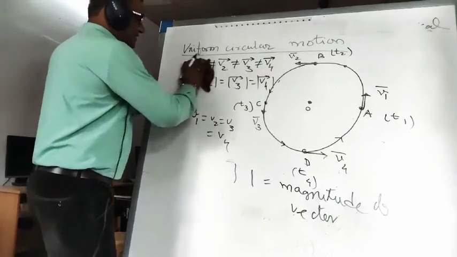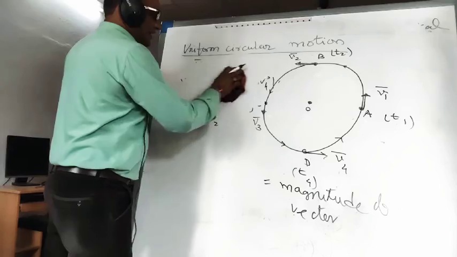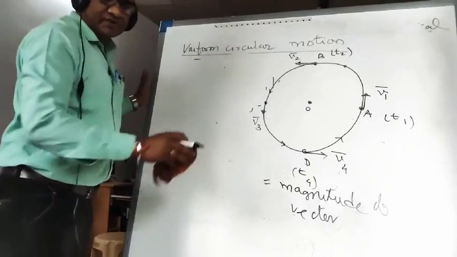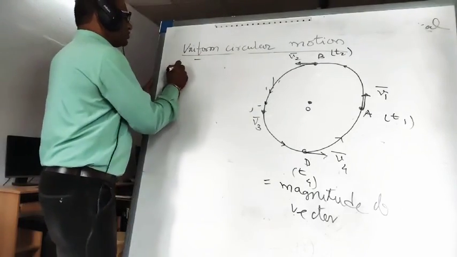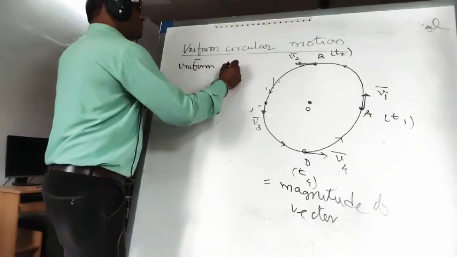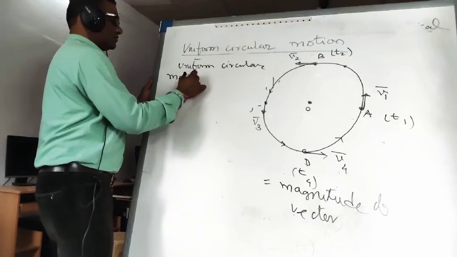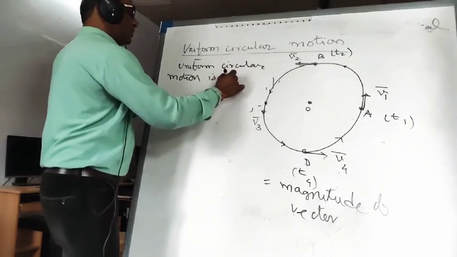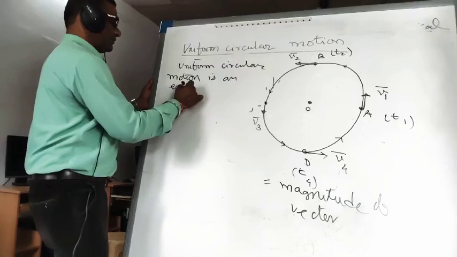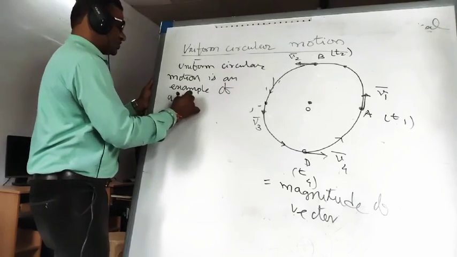So ultimately I will say that uniform circular motion is an accelerated motion. Right? Uniform circular motion is an example of accelerated motion.